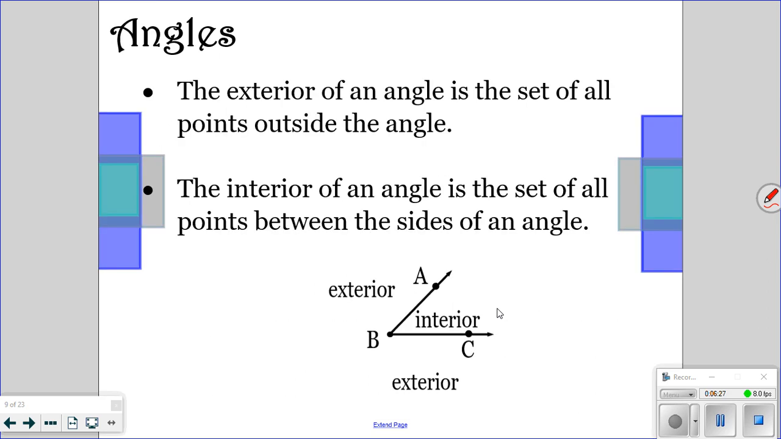Now we're going to look at interior versus exterior. You've probably heard those terms. The exterior is all of the points that are outside of the angle, and the interior is all of the points that are inside, in between the sides of the angle. So the exterior of the building is the outside. You are currently on the interior of the building because you're inside of the building. Okay?